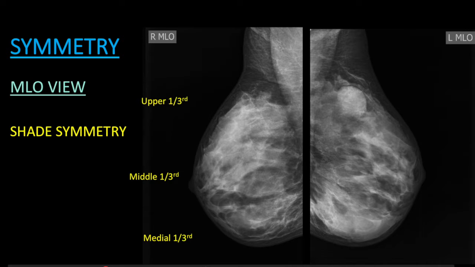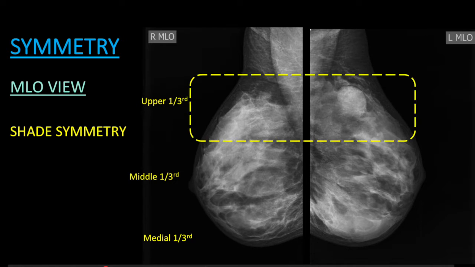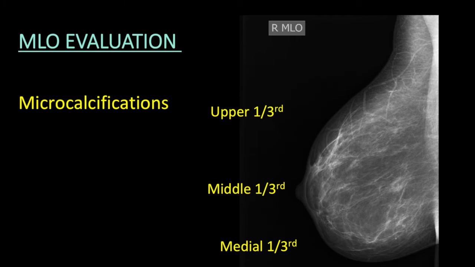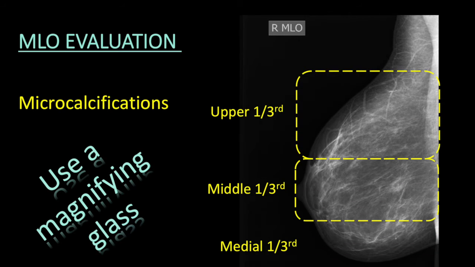So now we look for shade symmetry. We start with the MLO view. I usually recommend using a piece of paper or a sheet to cover the area of the breast which we are not assessing. So we start with the upper 1/3. You can cover the rest of the breast with a piece of paper so that you have a clear view. Look for shade symmetry in the upper 1/3, middle 1/3, and then the lower 1/3. Next, we use a magnifying glass and look for microcalcifications in the upper 1/3, middle 1/3, and the lower 1/3 of the breast.